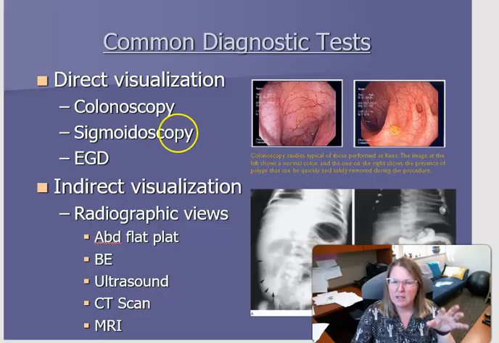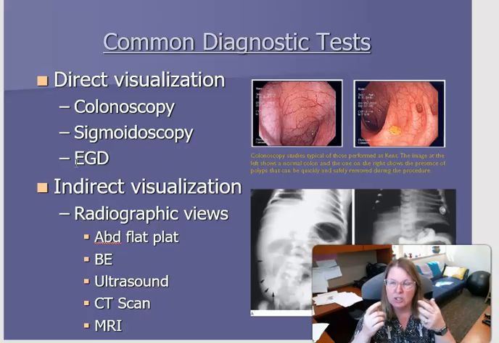So all of these here, the colonoscopy, sigmoidoscopy, and EGD, are just different ways to visualize the inside of the GI tract. And EGD stands for esophagogastroduodenoscopy. It's a really long word that just means that you're going through the esophagus with a camera. The patient's lightly sedated, and they go through and they can visualize the esophagus down into the stomach and the first part of the GI system.